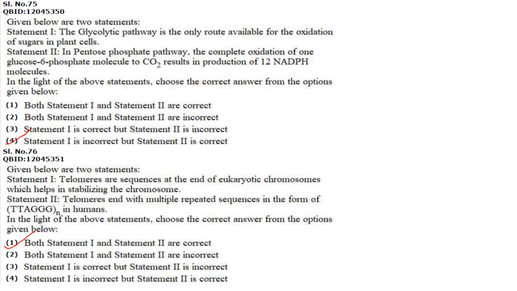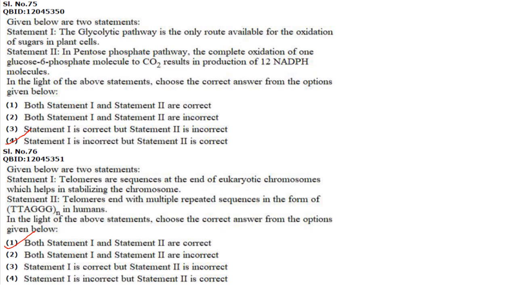Then next one. Given below are two statements. Statement 1. Glycolytic pathway is the only route available for oxidation of sugars in plant cells. Not only the glycolytic pathway, you have the pentose phosphate pathway also. So the first statement is not correct. Then in statement 2, in the pentose phosphate pathway, the complete oxidation of one glucose 6-phosphate molecule to carbon dioxide results in the production of 12 NADPH molecules. That is correct. So statement 1 is incorrect, but statement 2 is correct. Answer is option 4.